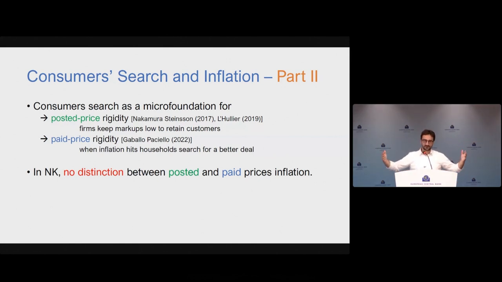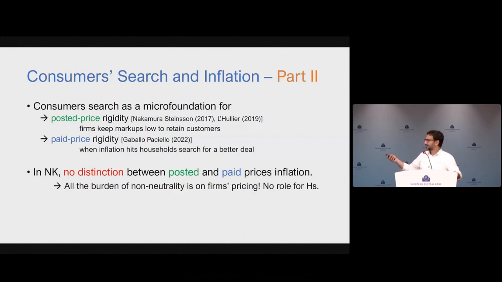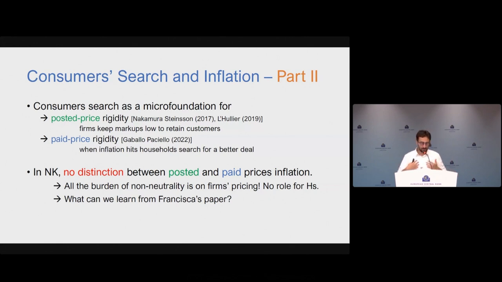Why do I think that this is important and deserves attention? Because when we talk about the New Keynesian Phillips curve and all these things, we have in mind posted price inflation. Why? Because we refer to the New Keynesian, in which there is no difference between posted and paid price inflation, okay? In fact, what matters is paid price inflation, but in the New Keynesian there is no difference. This is why we pay so much attention to pricing, okay? But there is another half of the world, in which there are households that choose where to go, that is equally interesting. And my interest in reading this paper is trying to understand how this model may enrich my view about this difference between paid and posted prices, okay?